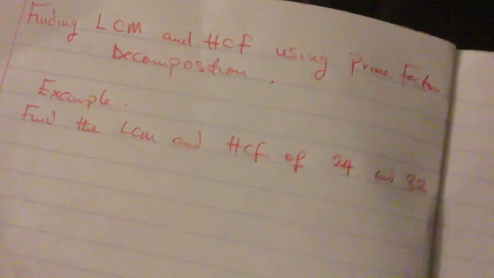Welcome again. And this time we are going to be using what we learned before, prime factor decomposition, to find highest common factor and lowest common multiple. There's an example right here that says find the lowest common multiple and highest common factor of 24 and 32. I'm going to run through this very quickly.